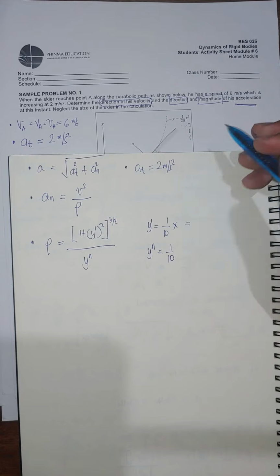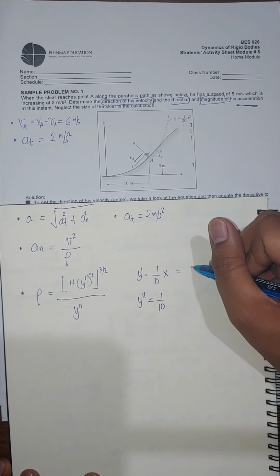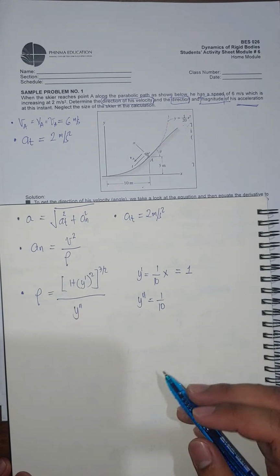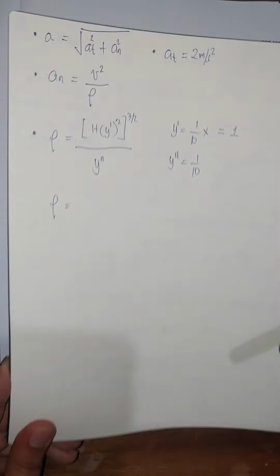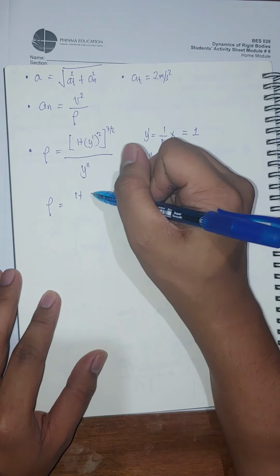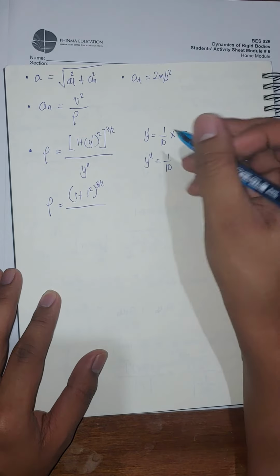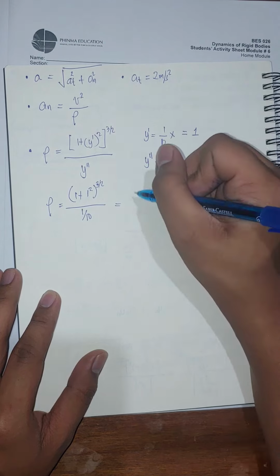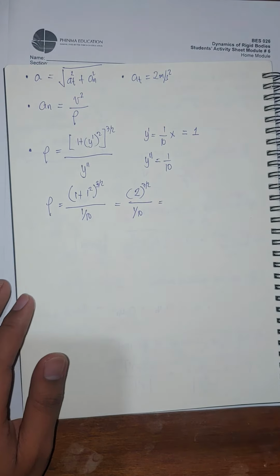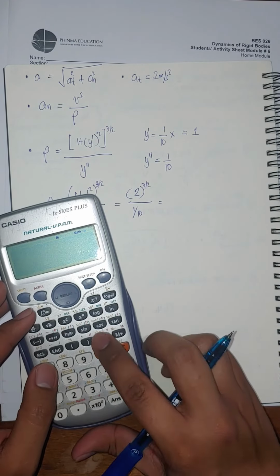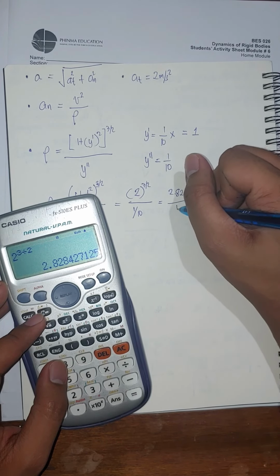And then we are given the x distance, right? That is 10 meters. Substitute it here. So this first derivative is just equal to 1. Substituting these values here, we have rho equal to 1 plus this 1 squared, raised to the 3 halves, over 1 over 10, equals 2 raised to the 3 halves over 1 over 10. How much is 2 raised to 3 halves? 2 raised to 3 halves is 2.828 over 1 over 10.